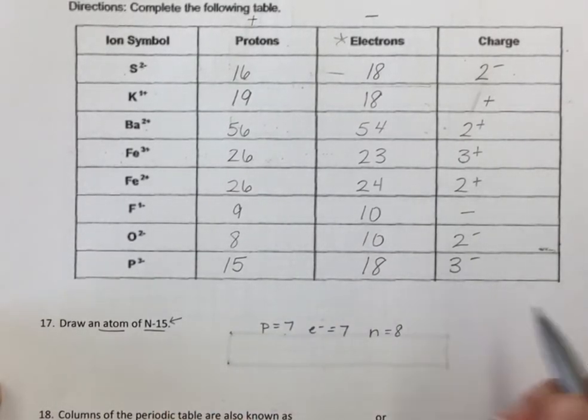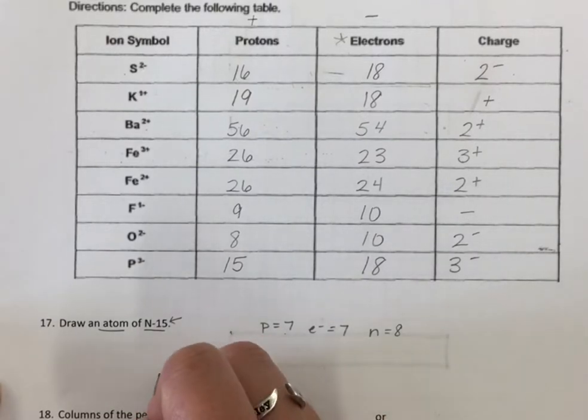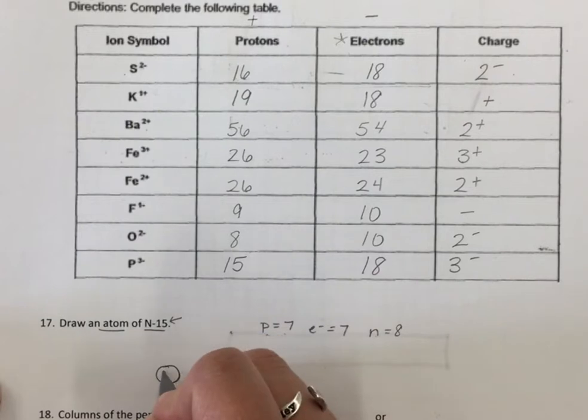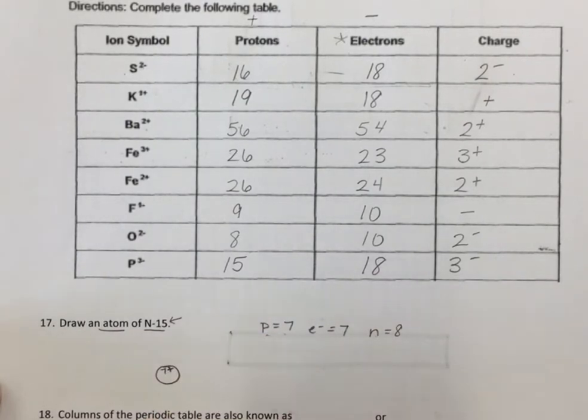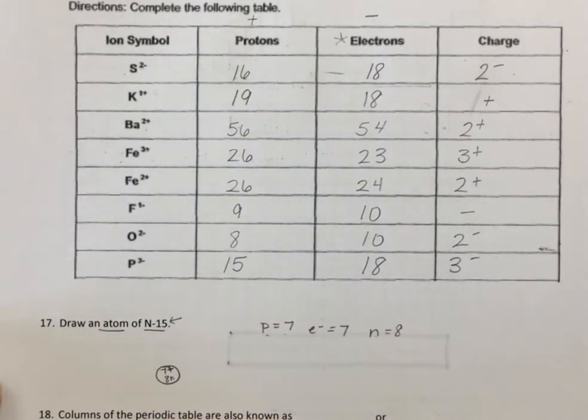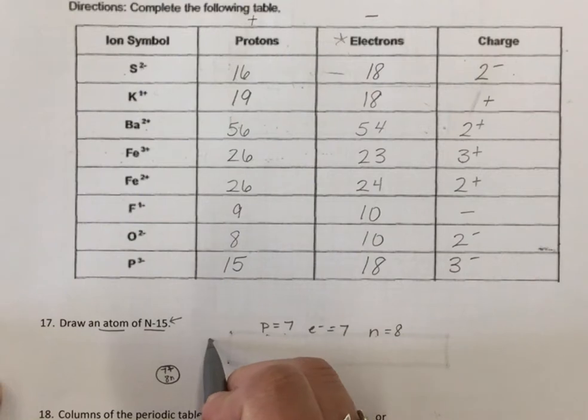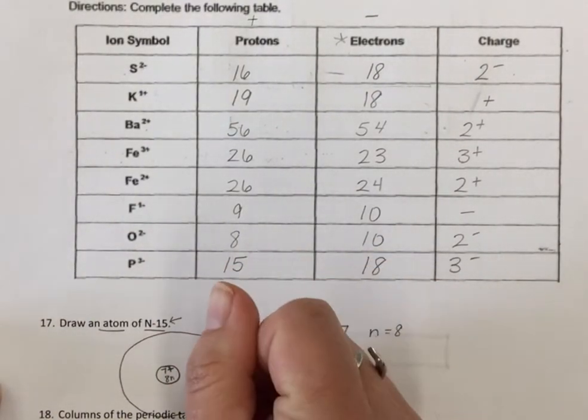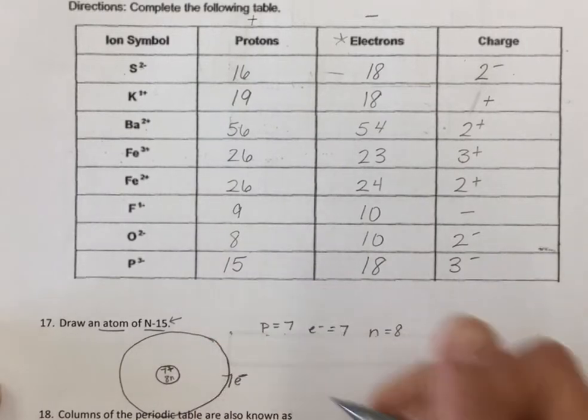And so if I draw an atom, inside my nucleus is where I'm going to find the protons and neutrons. So there are 7 protons in there, 7 positives, and then there are 8 neutrons in there. And then out here in the electron cloud, there are 7 electrons.